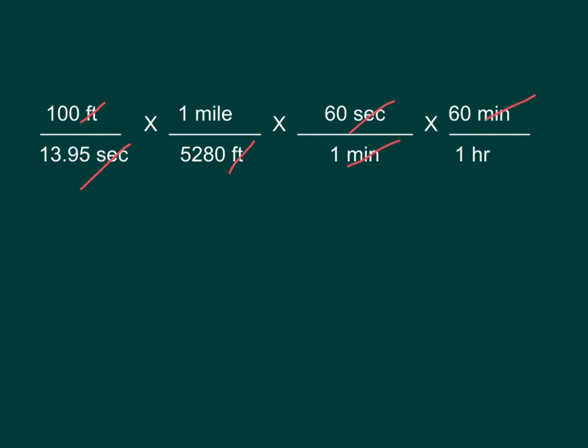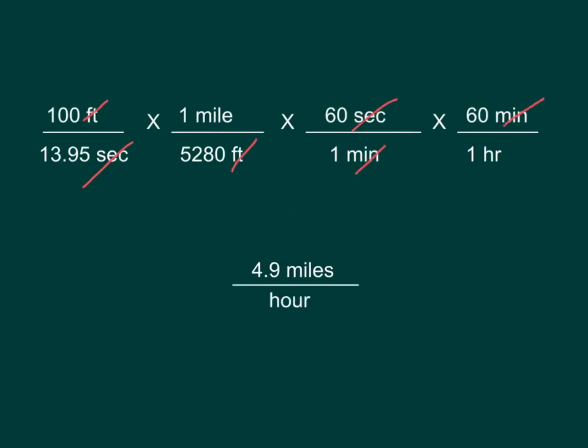hit equals. And when you do, you're going to get a long decimal, but the answer will be in miles per hour. So when you round that to the nearest tenth, you should see our final answer, 4.9 miles per hour, which is the speed of our Allis-Chalmers B tractor in second gear.